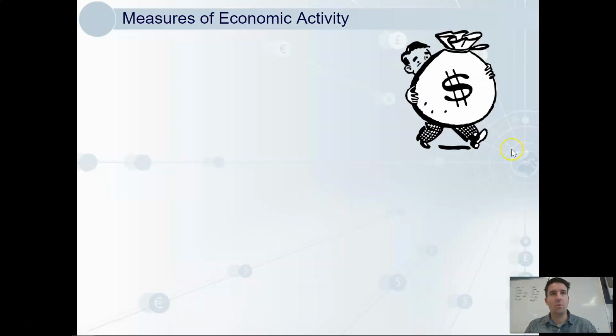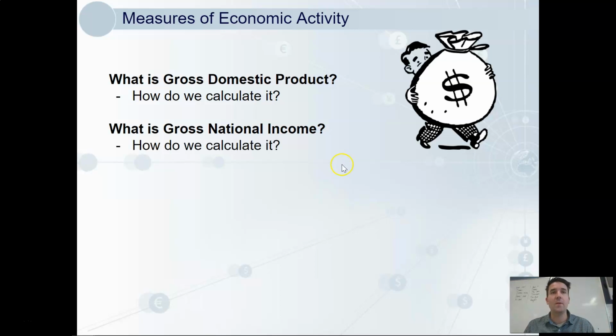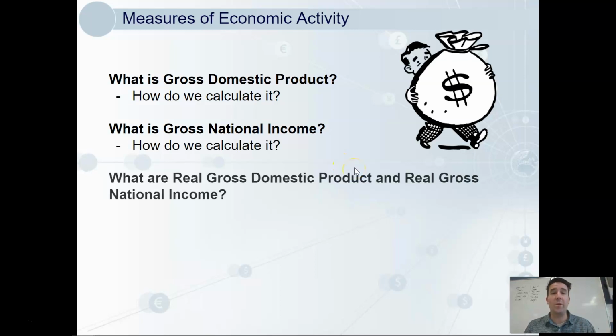What we're going to do, we're going to learn what gross domestic product is, plus how it's calculated. So I hope no one's afraid of a little maths, but the maths is super basic. We are going to learn what gross national income is, and again, how to calculate it. Then we'll look at real gross domestic product and real gross national income. Now, these terms are going to look pretty odd to you right now, but they will make sense later on.